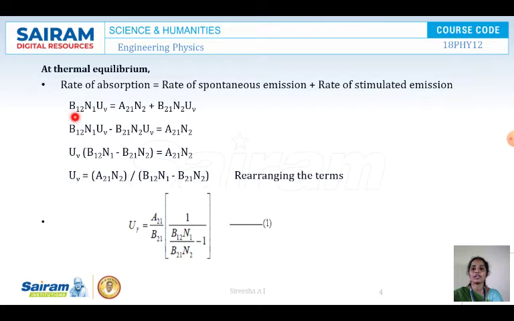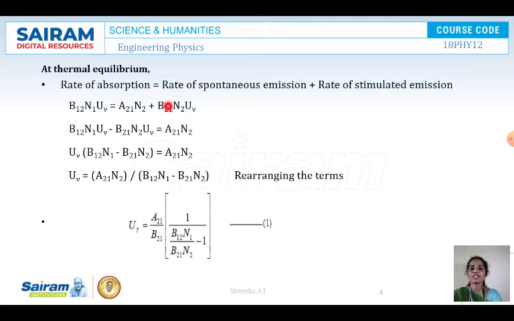So adding 1, 2 and 3, B12 N1 U nu is the rate of induced absorption. Rate of spontaneous emission is A21 into N2. Stimulated emission is B21 N2 into U nu. Spontaneous emission doesn't require any external agency or photon to come down, so there is no U nu over here. It is from 1 to 2 for absorption, and from 2 to 1 for emission, B21.